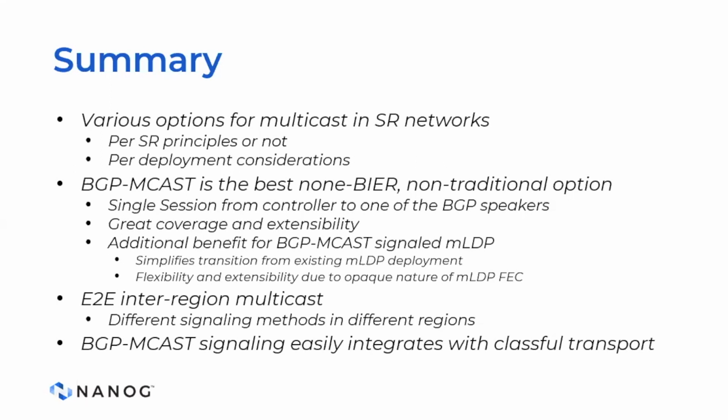So an end-to-end multicast tree or multicast tunnel spans multiple regions. You can use different signaling methods in different regions, and BGP signaling is one way to stitch everything together. Especially in the inter-region case, BGP is like the universal language here. And finally, BGP-MCAST signaling can easily integrate with the classful transport concept.